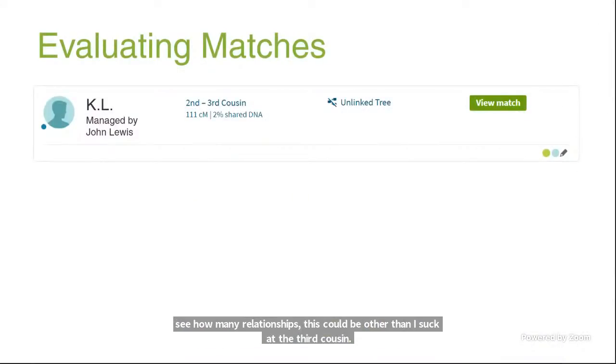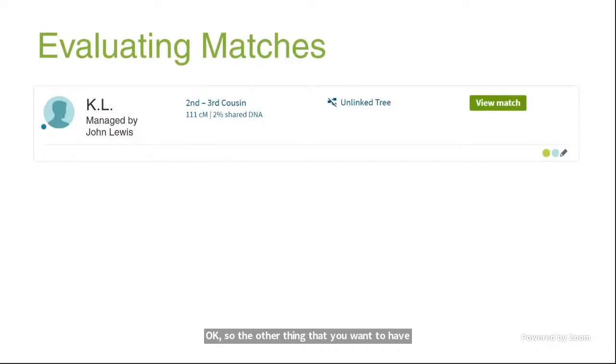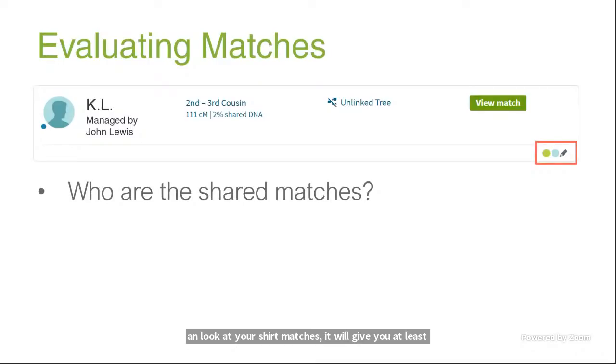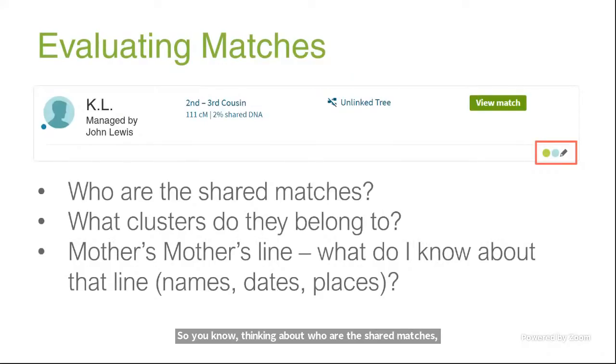Okay, so the other thing that you want to evaluate is if you have started clustering, or if not, then you can look at your shared matches. It will give you at least a sense of which side of the family to focus on. So, thinking about who are the shared matches, if you've already put them in clusters, what clusters do they belong to? In this case, this combination of colors is my mother's line. So I want to start thinking about that line.